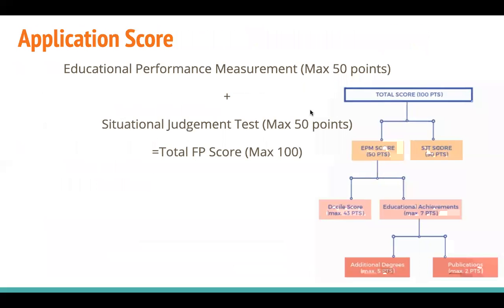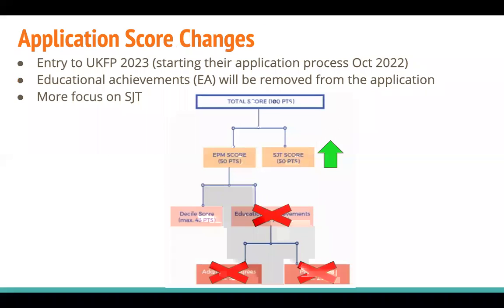Your application score will consist of your EPM, which is max 50 points, and your SJT, which is max 50 points, which would equal altogether 100 points. I'll just talk about the SJT in the next couple of slides.